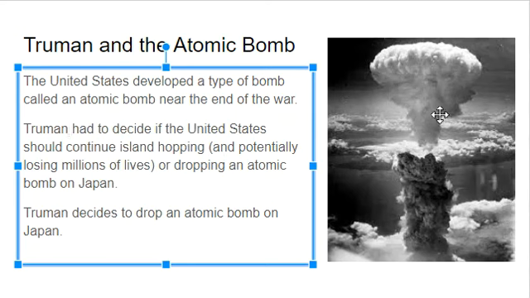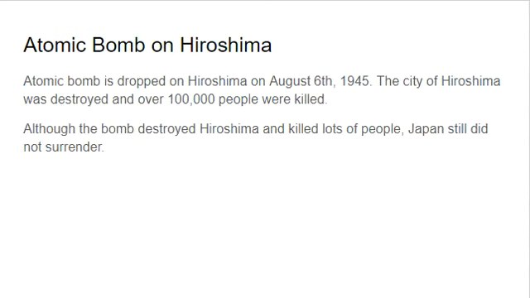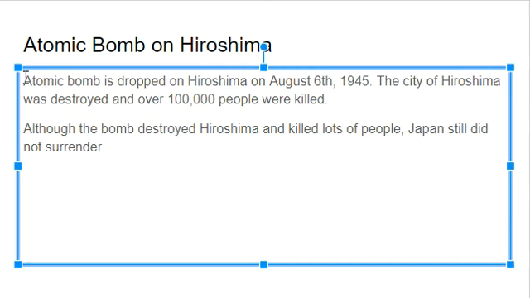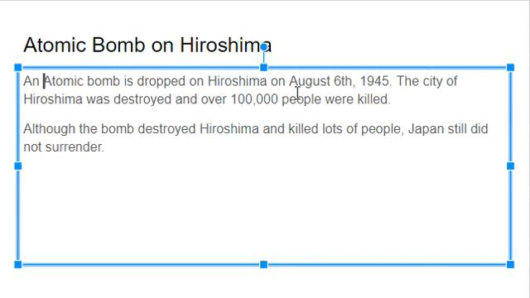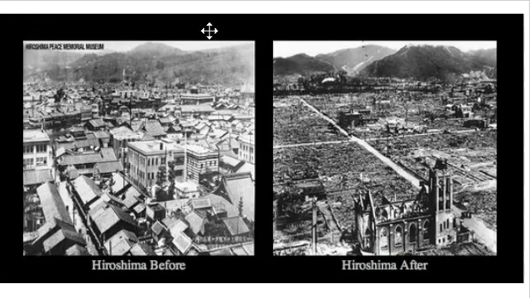This is what an atomic bomb does. It's very, very destructive. And the first place we drop an atomic bomb is on Hiroshima. An atomic bomb is dropped on Hiroshima on August 6, 1945, and the city of Hiroshima was destroyed instantly, and over 100,000 people were killed. And although the bomb destroyed Hiroshima and killed lots of people, Japan still did not surrender. And this is what Hiroshima looked like before the atomic bomb was dropped. After it was dropped, it was destroyed.